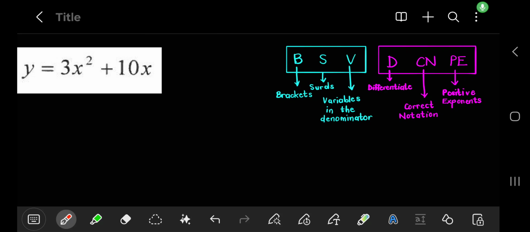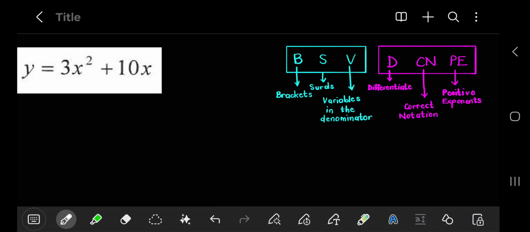Here is question 3 now, and remember the order that we work in. So we check for brackets. We do not have any brackets. We then check for surds. There are no surds in this equation. Then we check for variables in the denominator.